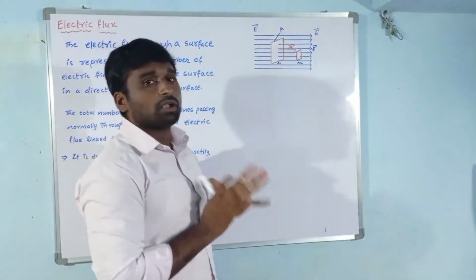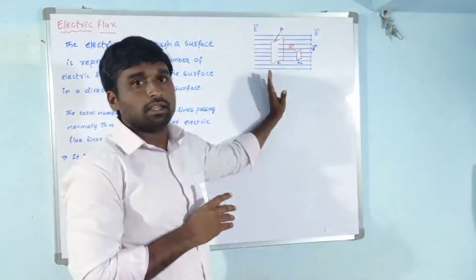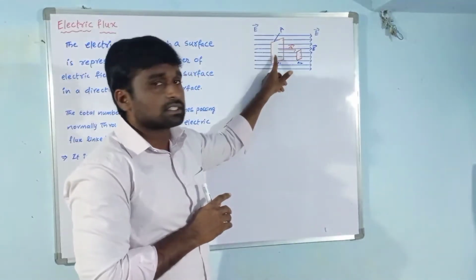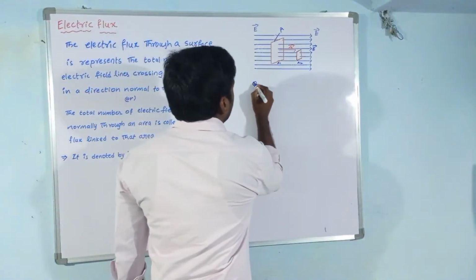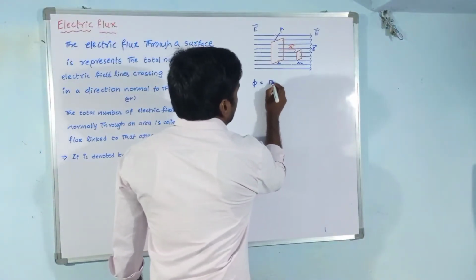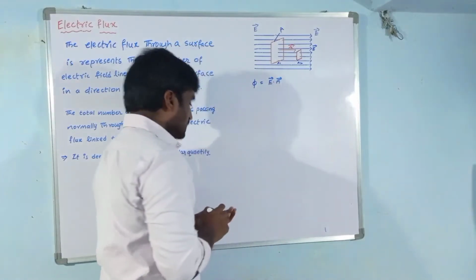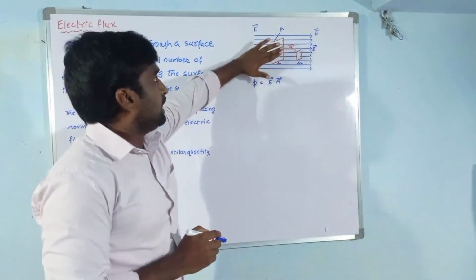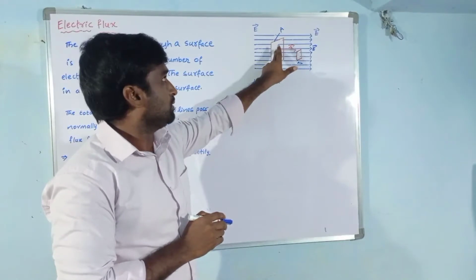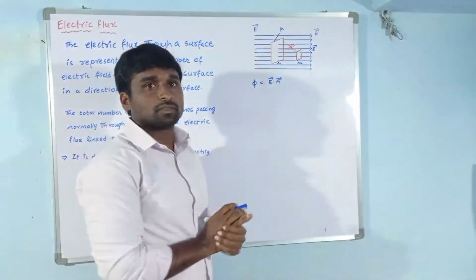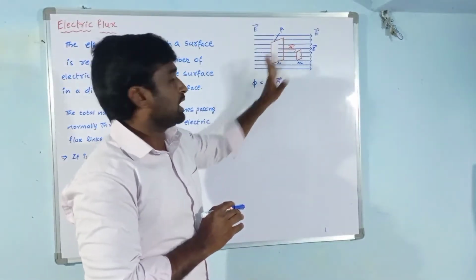Now how can we calculate the electric flux linked with this surface? The electric flux, indicated by phi, is the scalar product of the electric field and the area vector. In this case, the surface area which we have taken can be treated as an area vector.